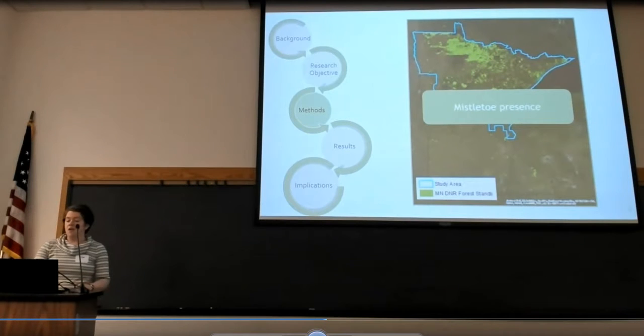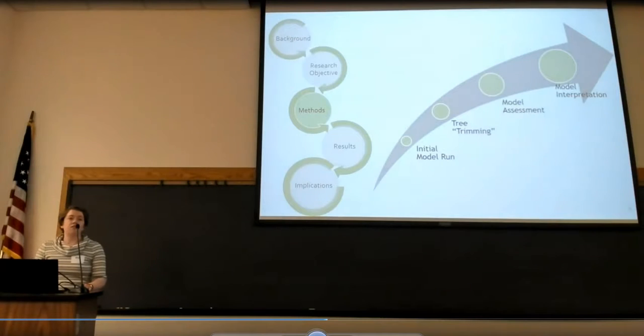So once I had my data set and moved on to modeling, I had two initial model runs, including all those variables, one looking at all 4 stands in northeastern Minnesota, and one looking at just the black spruce stands. And once I had those initial model runs, I trimmed the trees, meaning that I removed the least important variables at each run to try to identify what really was most important for predicting mistletoe occurrence. And once I did that, I assessed the model looking at type 1 and type 2 errors, overall error, as well as variable importance. And then, of course, interpret the model and try to apply the results.